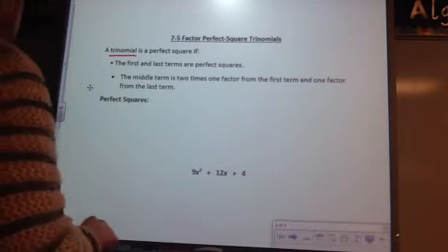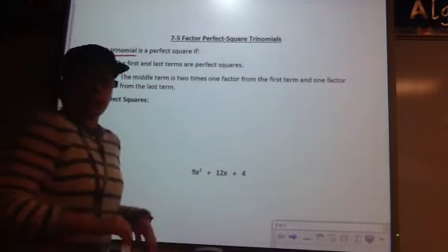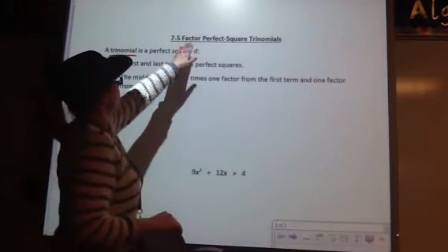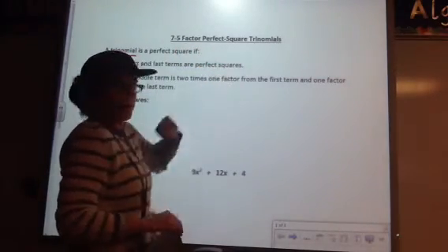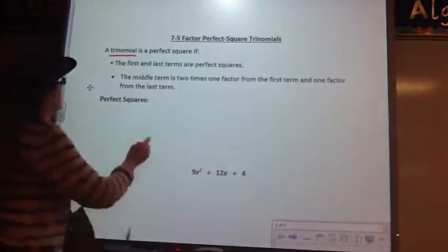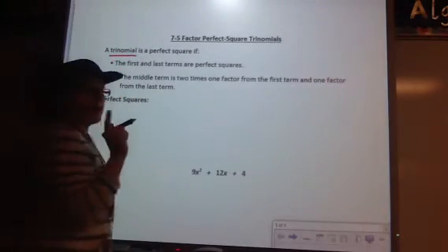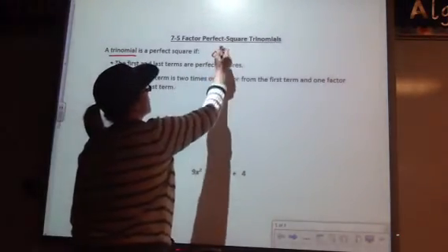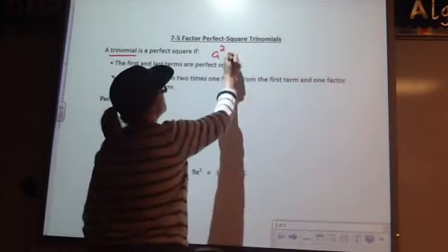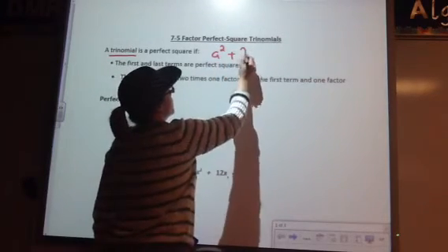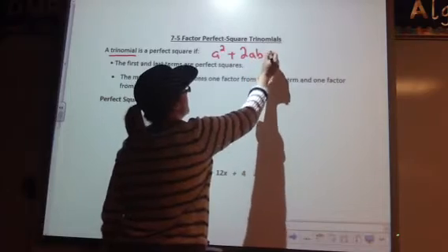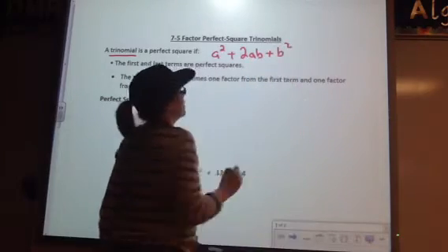All right, class, today we're going to start Unit 7, Section 5, and we're talking about factoring perfect square trinomials. A trinomial is a perfect square if it follows this equation, where your first term is a squared, your second term is 2ab, and then your last term is b squared.